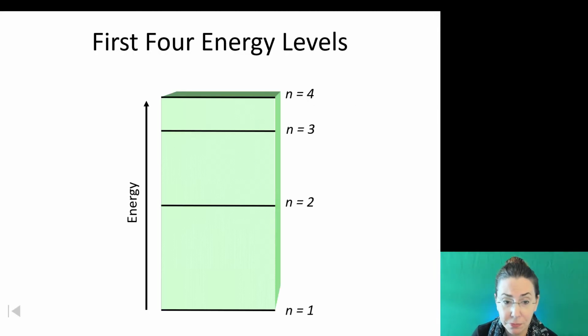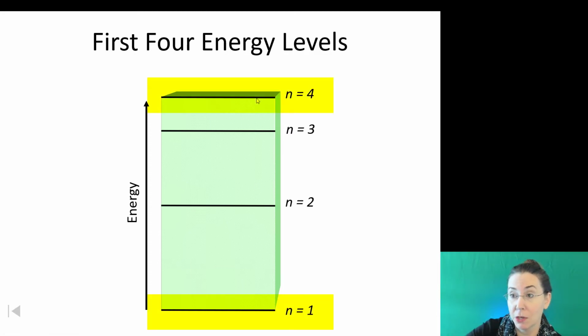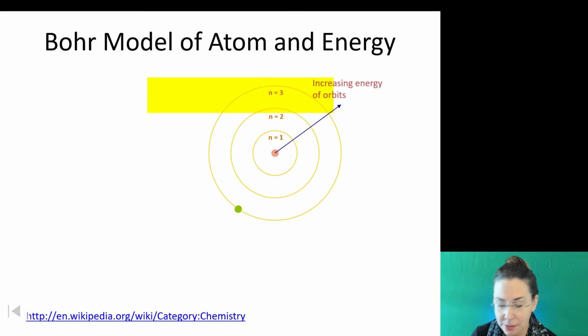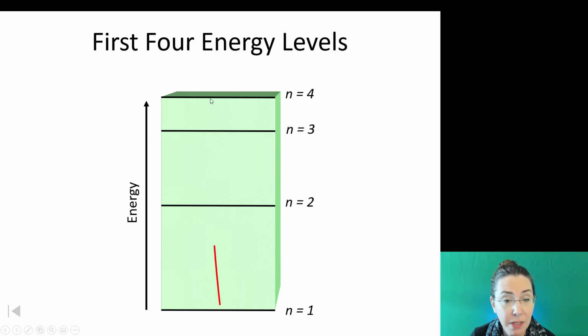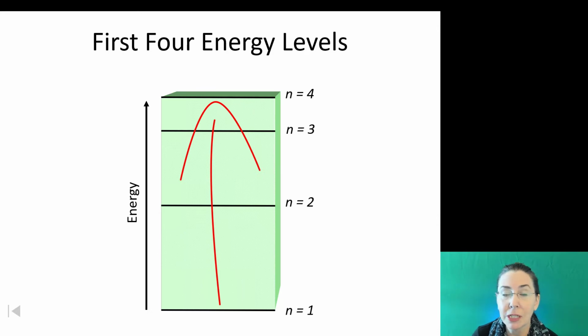So for example, here if we have our first 4 energy levels, this being N1, this would be the orbital closest to the nucleus, on out to N4, this would be the 4th one away from the nucleus. As we go from N1 to N4, our level of energy in those energy levels goes up. So the energy required for an electron to be in each of those levels also goes up.